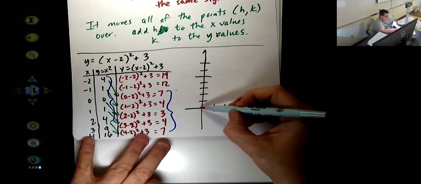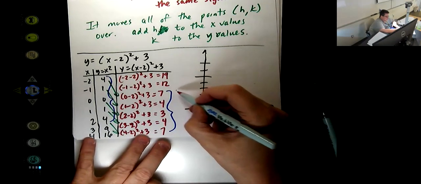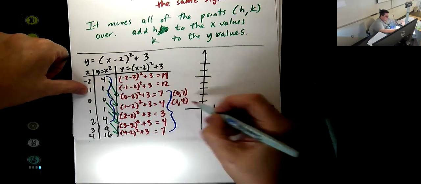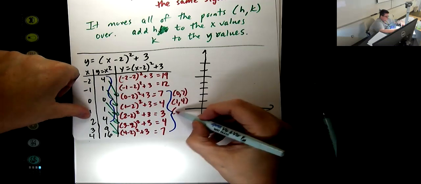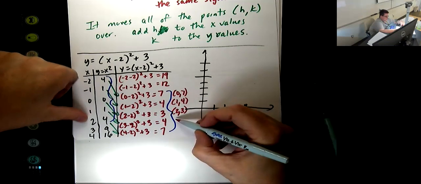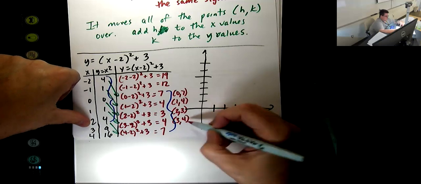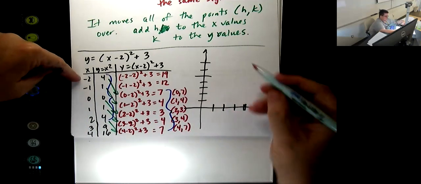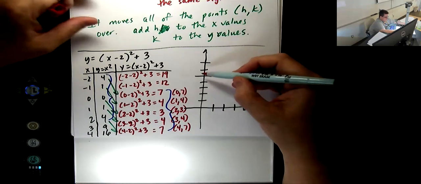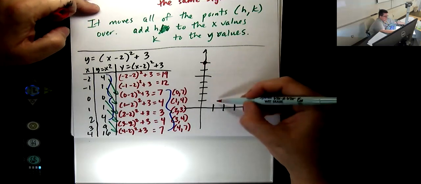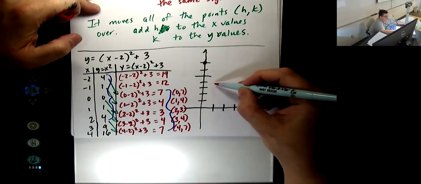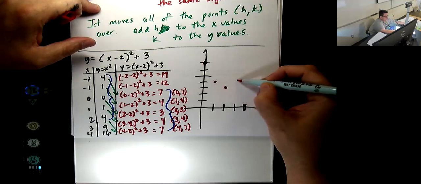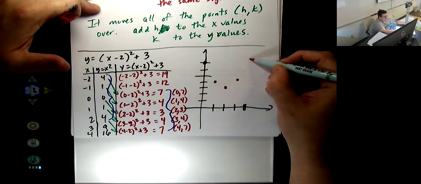We have 0, 7. 1, 4. 2, 3. 3, 4. And 4, 7, pulling the X value from the left side. So that puts us there. There. There and there.